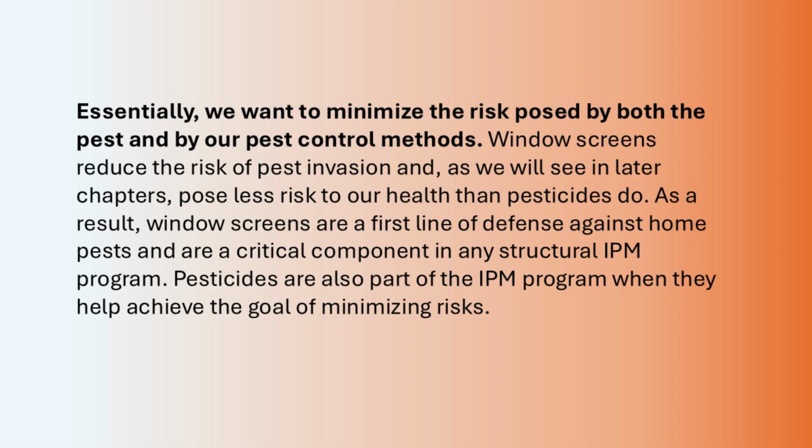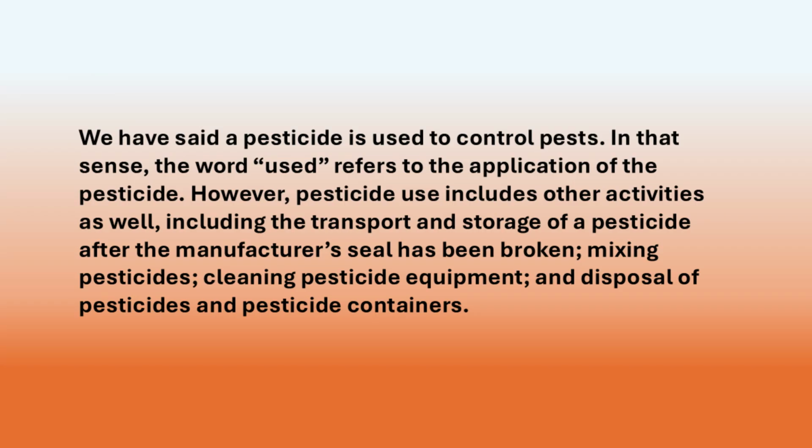As a result, window screens are a first line of defense against home pests and are a critical component in any structural IPM program. Pesticides are also part of the IPM program when they help achieve the goal of minimizing risk. We have said a pesticide is used to control pests.